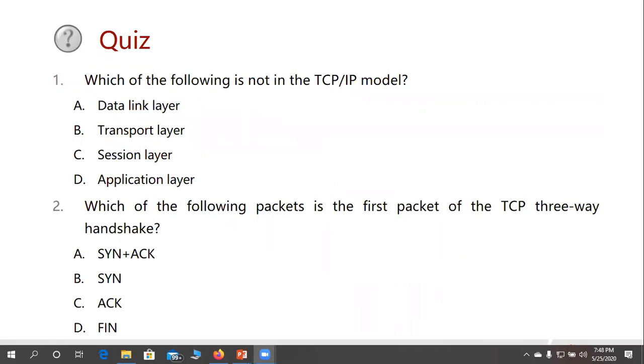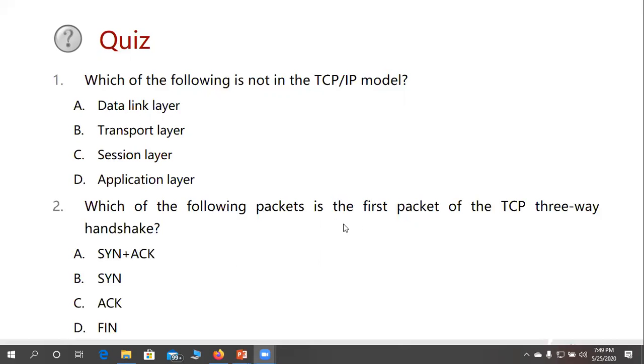So the quiz, as I said, you don't have to panic in an exam. You take your time, read the question and understand it. Which of the following is not, you see, be careful with this, is not in the TCP/IP model? This, of course, TCP/IP doesn't have the session layer.